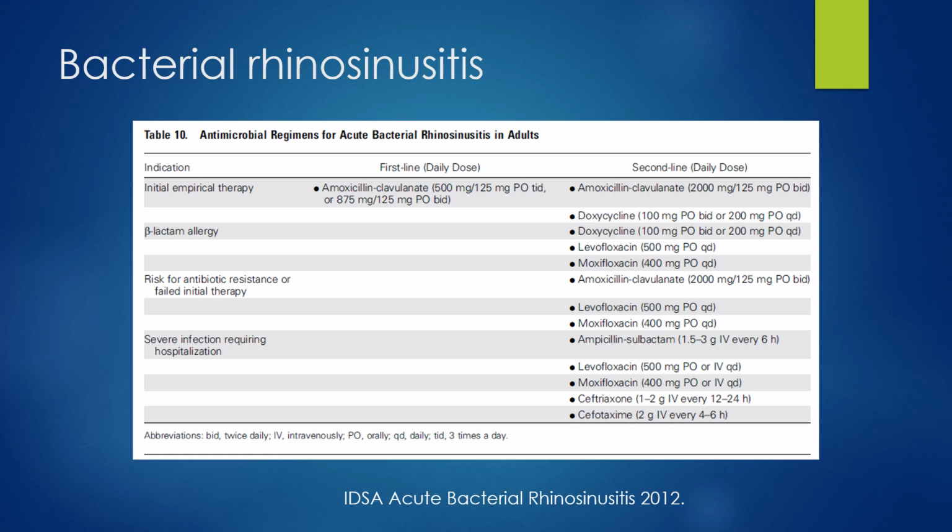For empiric antibiotic coverage, it is recommended to use Augmentin as a first-line agent in children and in adults. In those patients that have a penicillin allergy, doxycycline, or a fluoroquinolone that has respiratory coverage may be considered. Second-line options include fluoroquinolones, clindamycin, macrolides, Bactrim, doxycycline, or a second or third generation cephalosporin.